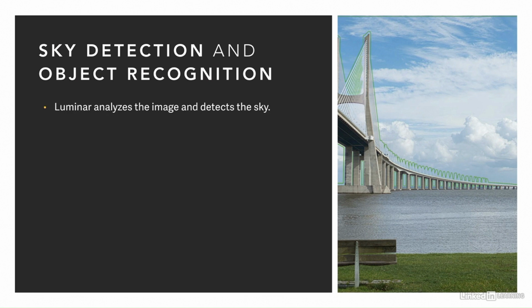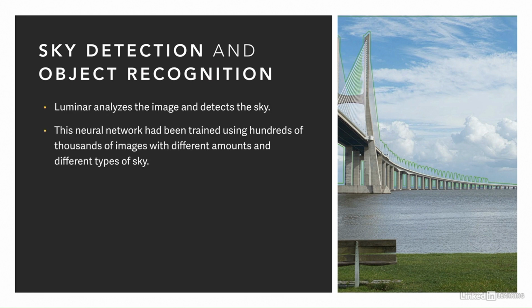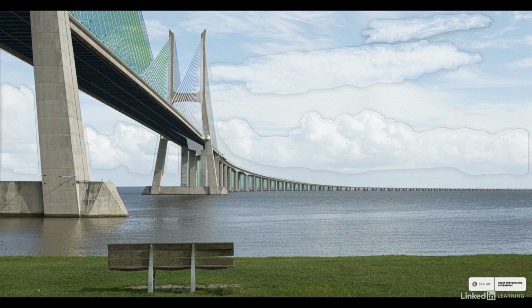Luminar analyzes the image and detects the sky areas, and then it takes a look and is able to make suggestions based upon what it's learned from looking at hundreds of thousands of other photos of skies that have been properly developed. Then it can create masks. What you're seeing here is key elements being cut apart, such as the clouds being separated from the blue sky, and a transition area being set to help mix them together.